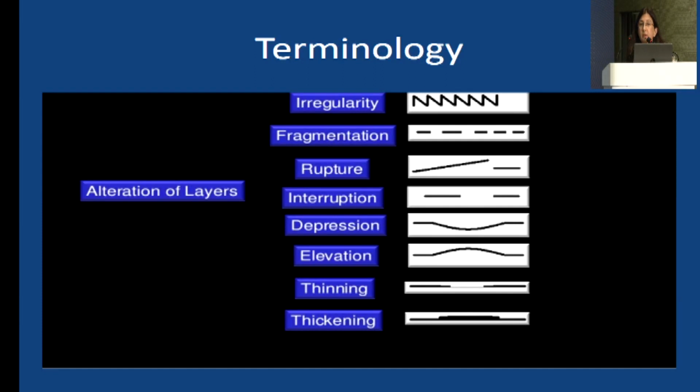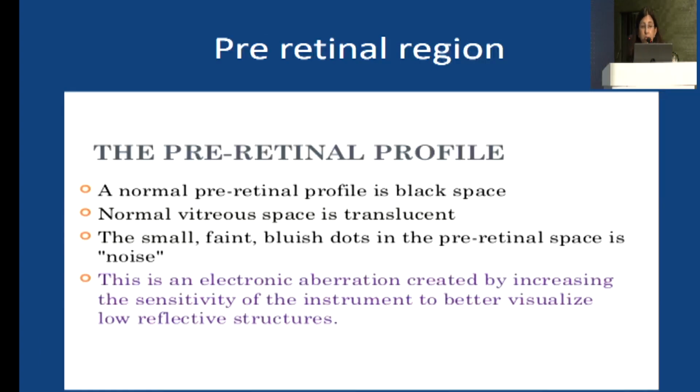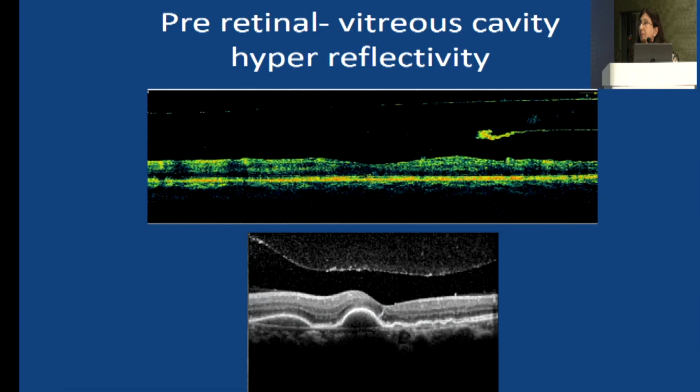And these are the terms that you will use to actually describe the changes in the various layers, like irregularity, depression, elevation, fragmentation. So coming to the first region, that's the pre-retinal region. It's the vitreous. There's no reflectivity, so it is a black area. But sometimes you may see some abnormal hyperreflectivity patterns.